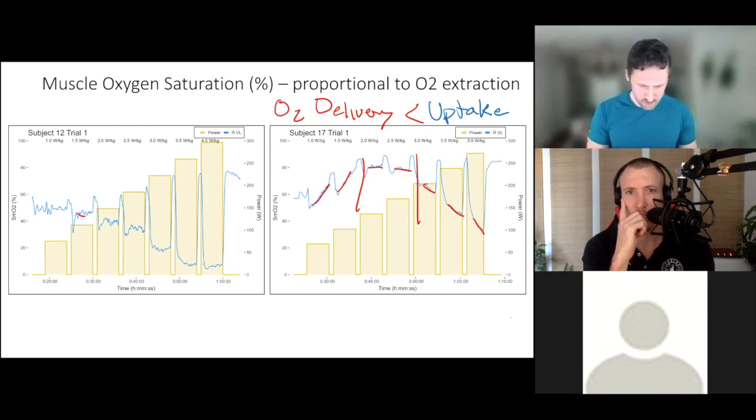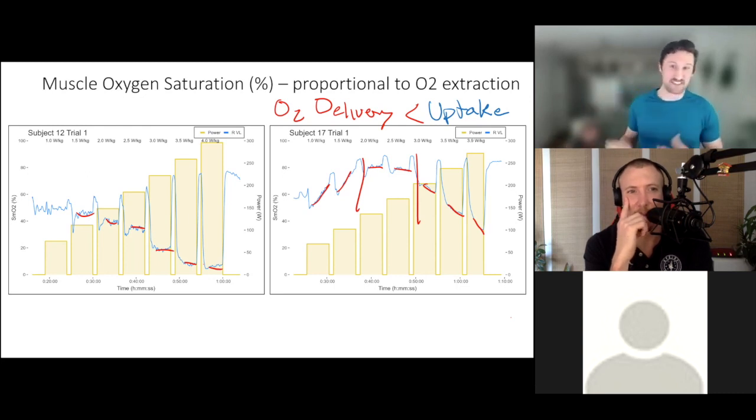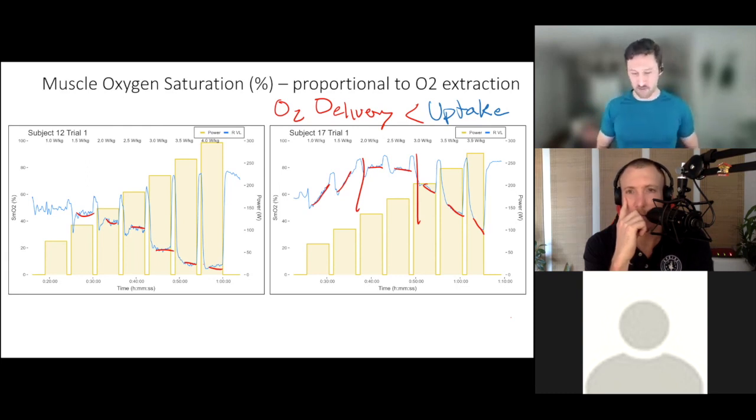What about subject 12 here? If we look at this, there's not much happening in terms of the slope. This is what I was talking about, where there's not a lot of interesting information in this particular leg of this subject at the VL muscle. So slope in this case isn't giving us much.